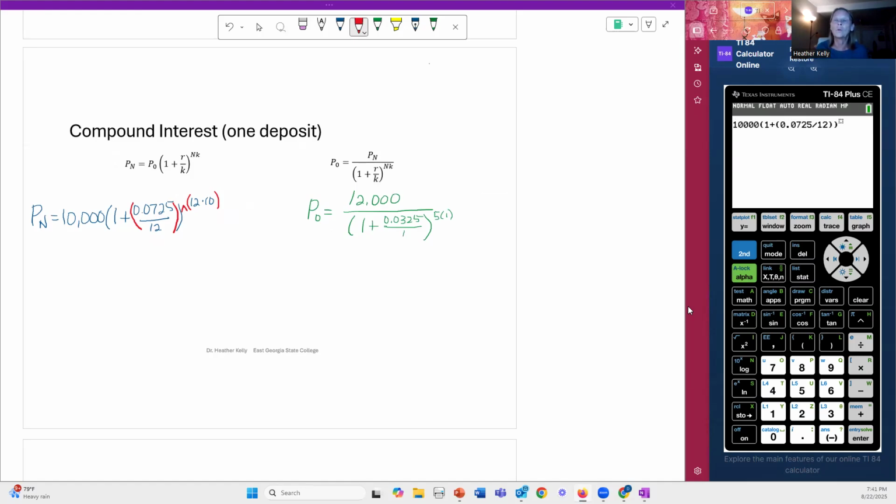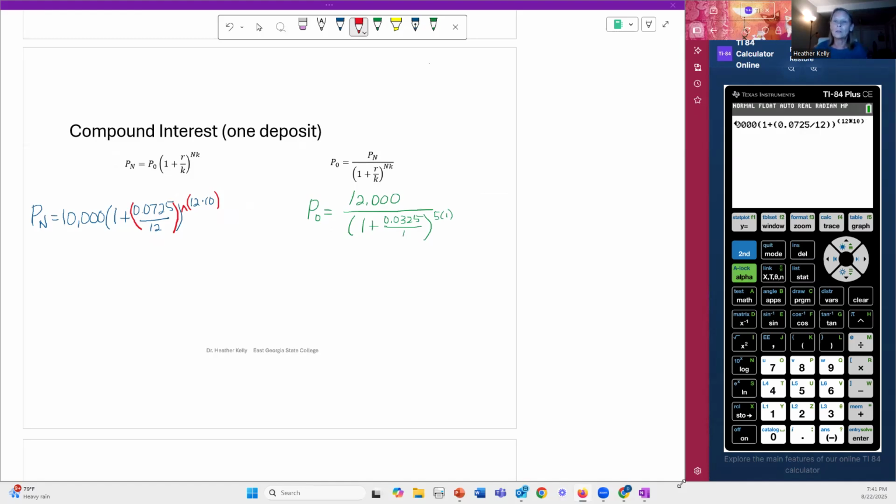Now, depending on what calculator you have, if you have an 83 or an 84, it won't go up, but you'll actually see the little caret on your screen. It's still doing the same thing. To the power of, and then parentheses, what do we have? 12 times 10, close parenthesis.